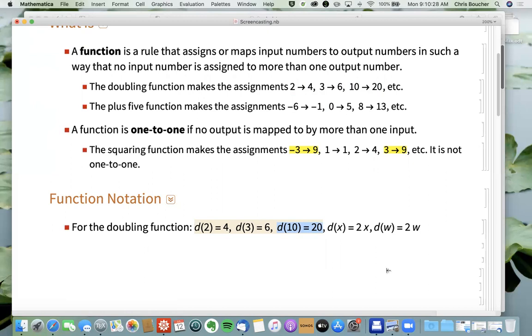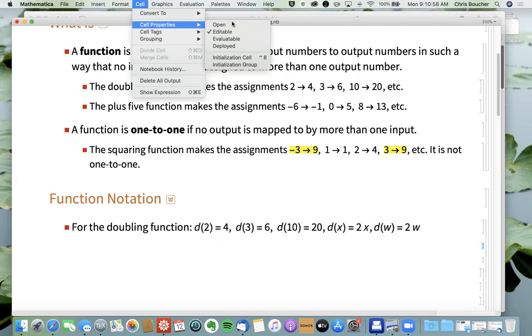And for a simple function like this, we could use a variable input as a way to very compactly communicate the function, right? So this says that our function D takes an input X, and the result is always 2 times X. Notice that the input letter doesn't play much role. This function highlighted in blue is exactly the same function as this function. We just decided to use a different letter for the input variable, which doesn't affect very much.